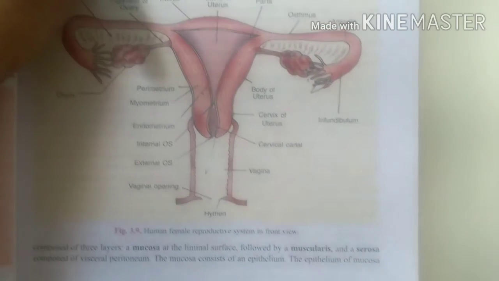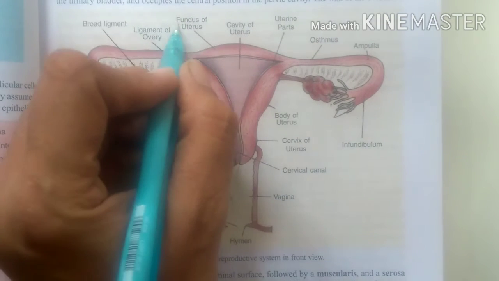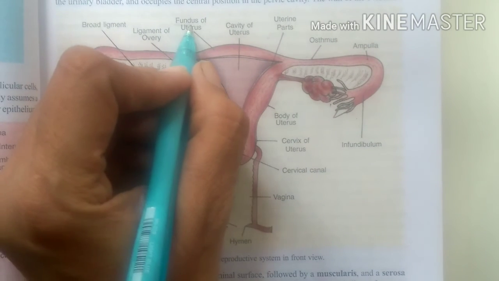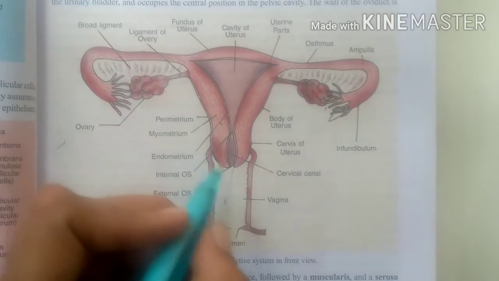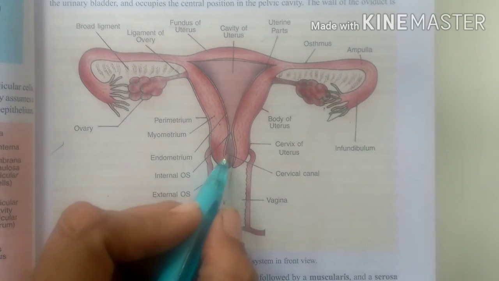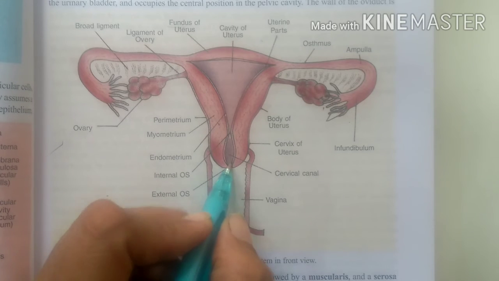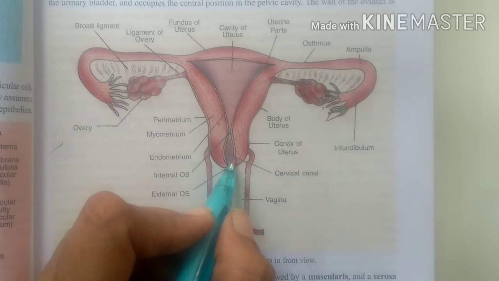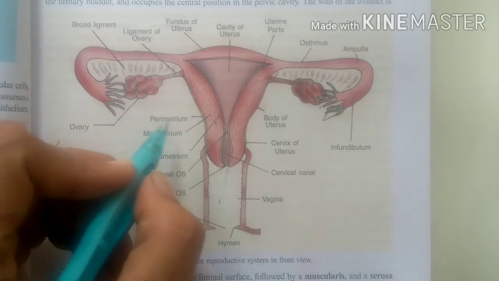The uterus is again divided into three parts. The upper dome-shaped part is called the fundus of the uterus. The middle part is called the body of the uterus, and the lower part is called the cervix. The lower end, we call it the mouth of the uterus, it is called the cervix. The uterus is a muscular structure.